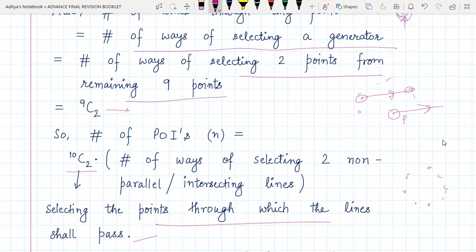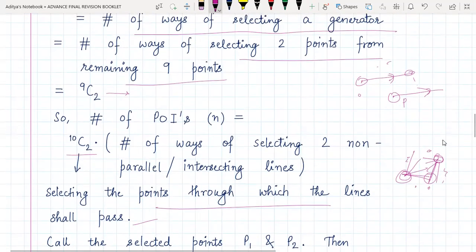So we are trying to find 2 points through which so many lines are passing, so that we can select the two lines to generate an intersecting point, right? Which will actually give out an intersection point. So we have first selected the points through which the lines are actually passing, and then the number of ways of selecting two non-parallel or intersecting lines.